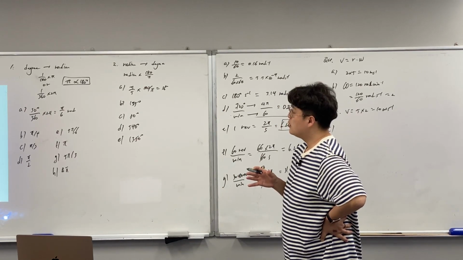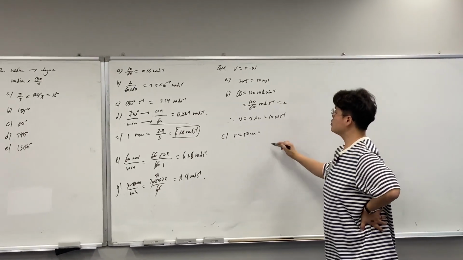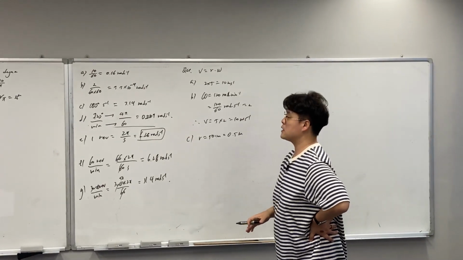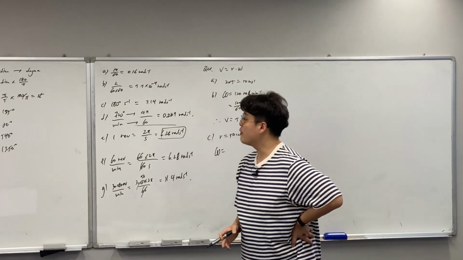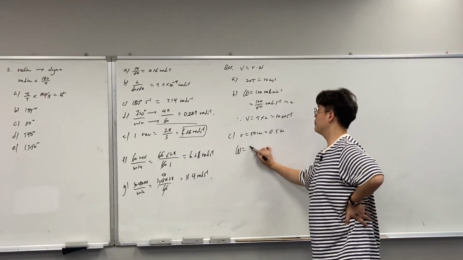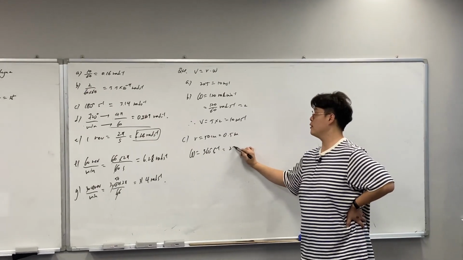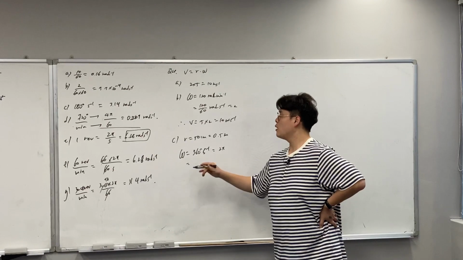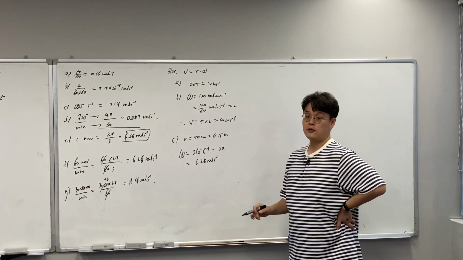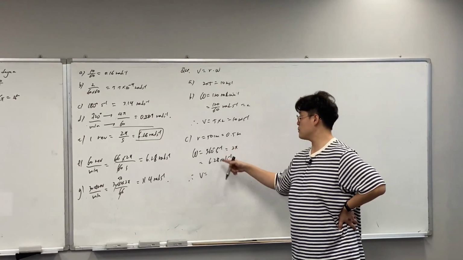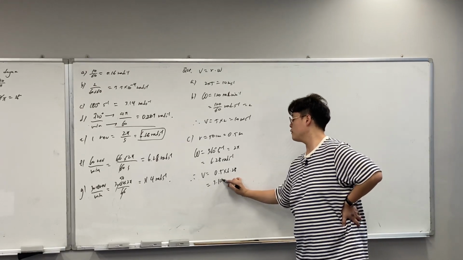So r is 50 centimeters, which is equivalent to 0.5 meter. In this case, angular velocity was given as 360 degrees per second. That's basically 2 pi per second, which is approximately 6.28 radians per second. So the velocity is 0.5 times 6.28, which gives you 3.14 meters per second.